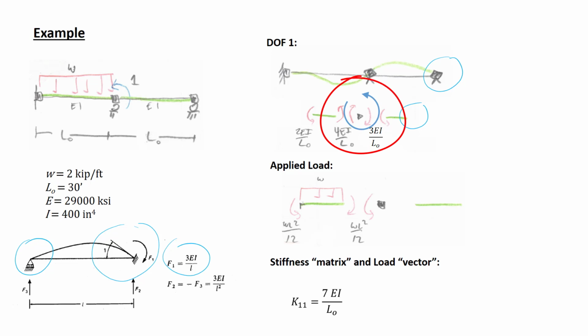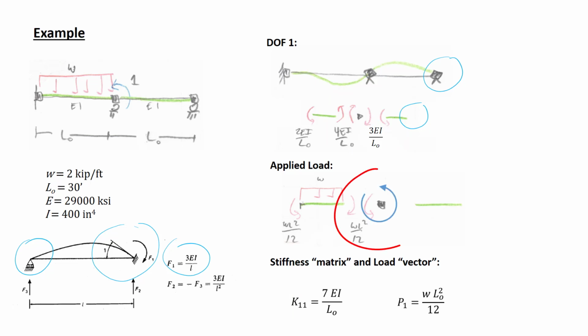K11 is the force at degree of freedom 1 due to unit rotation at degree of freedom 1. The total force on that node is 4EI over L plus 3EI over L, or 7EI over L. The direction is opposite to the degree of freedom, so by our sign convention that's positive. So K11 is positive 7EI over L.